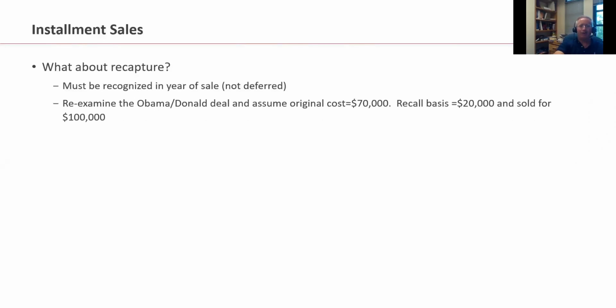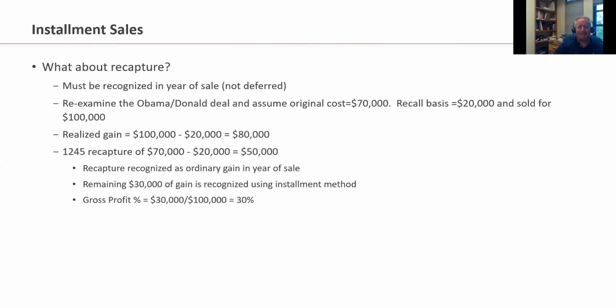So let's re-examine Donald and assume the original cost was $70,000. The basis was $20,000. He sold it for $100,000. So the realized gain is still $80,000. But in this situation, we'd have 1245 recapture of the amount of depreciation. What you'd have to do is recognize that recapture in the year of sale. So that means $50,000 of that $80,000 gain is recognized in the year of sale.